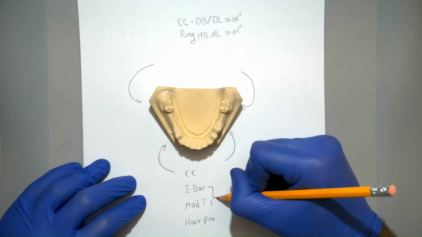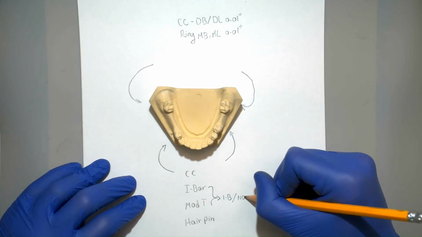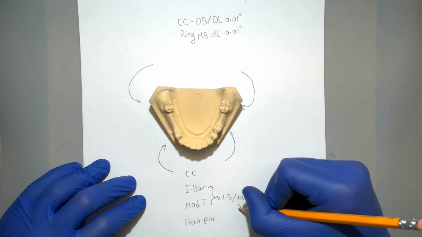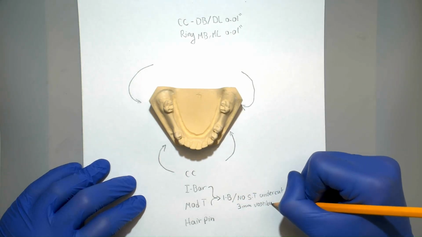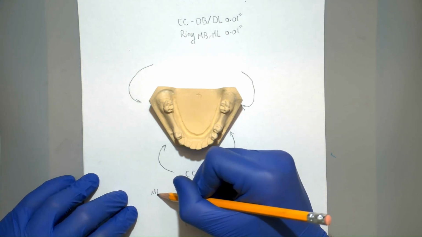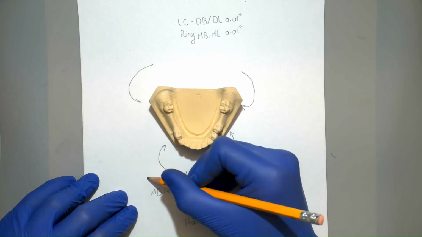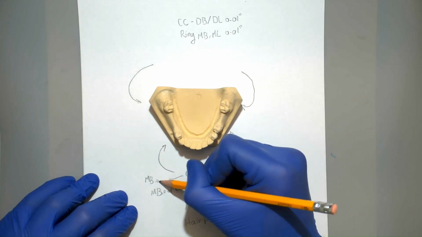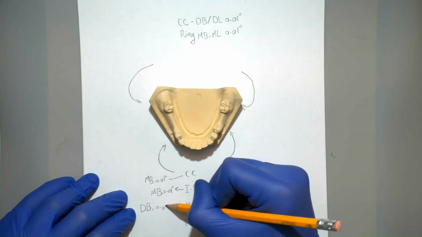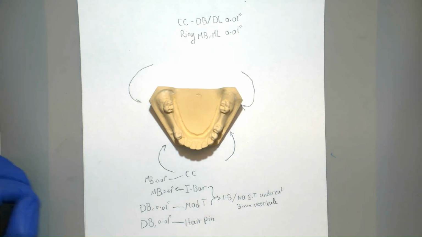Both the I-bar and the modified T-bar are infrabulge clasps, which means they won't be compatible with any soft tissue undercuts or buccal vestibular depth that are shallower than 3 millimeters. I-bar clasps are made to engage a 0.01 inch undercut on the mesiobuccal or the midbuccal. Cast circumferential clasps can engage 0.01 inch undercuts on the mesiobuccal. Both the hairpin and the modified T engage undercuts that are 0.01 inches and on the distobuccal.